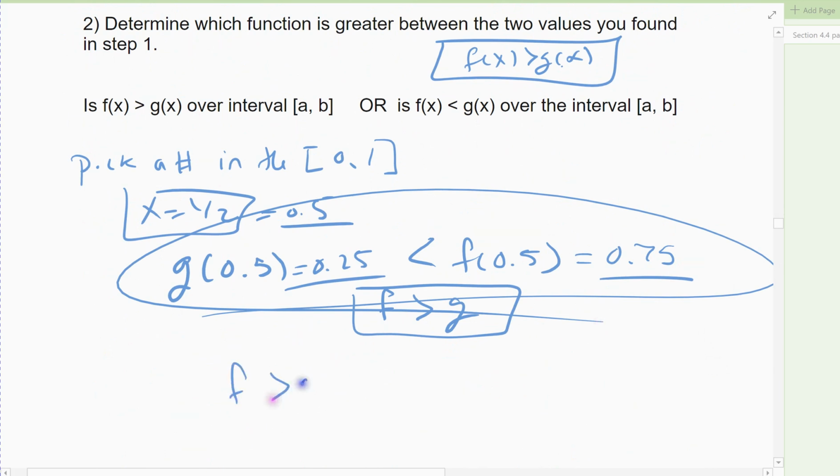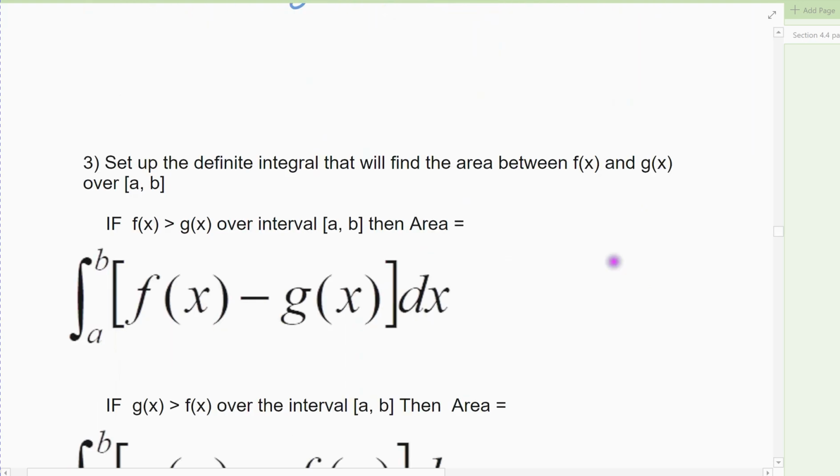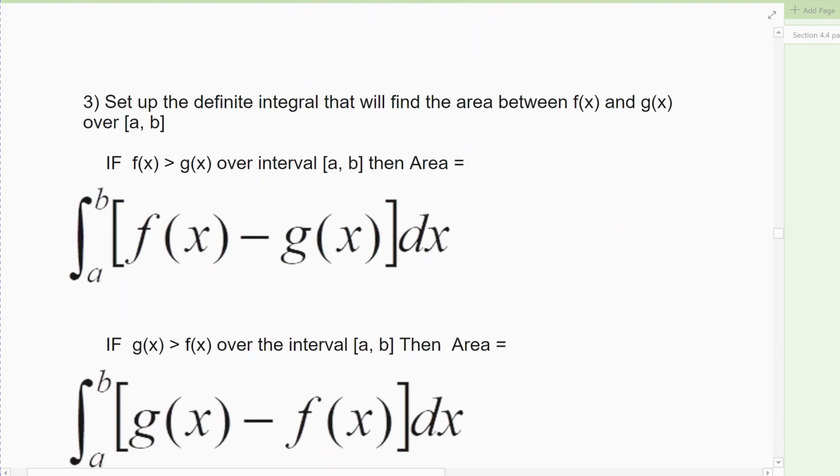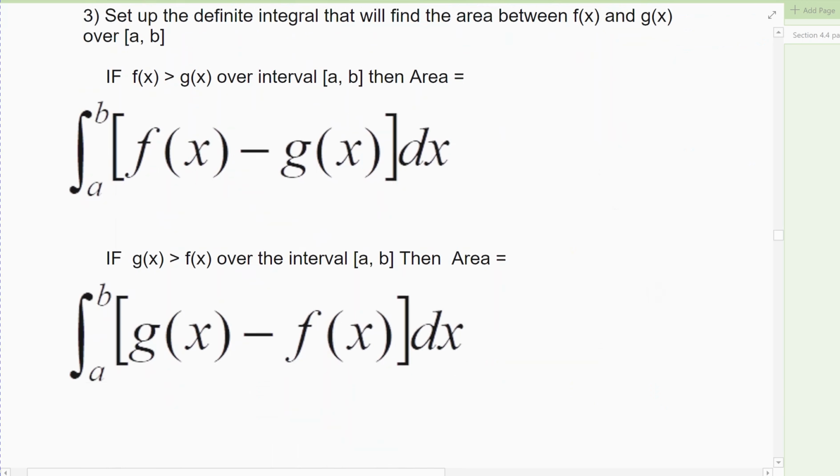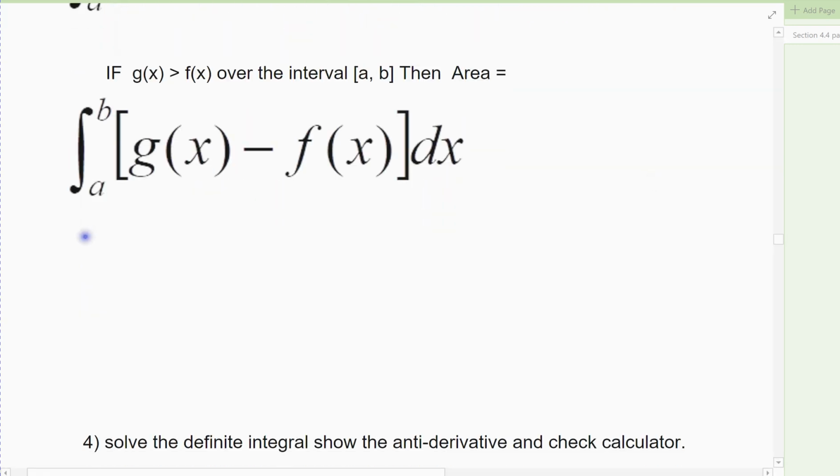I know f of x is greater than g of x. Which means when I set it up, there's two ways to go. You either pick f first or g first. And again, it's based on which is bigger. And so in our example, we do the first case, because f of x was bigger than g of x. But if it was the other way around, we pick the second example. So again, in our example, f of x was greater than g of x.